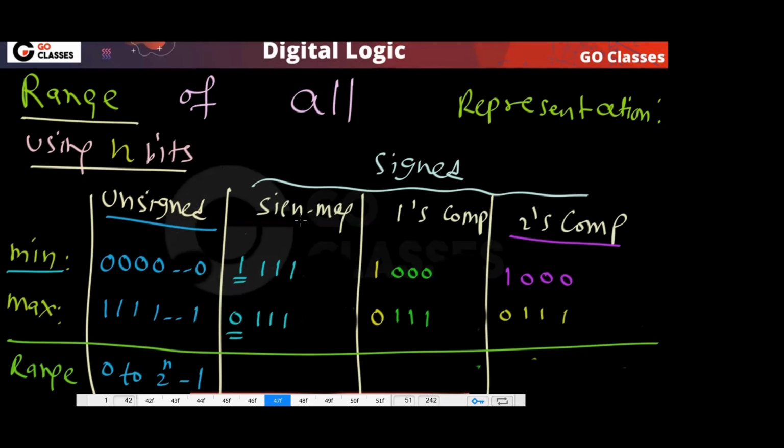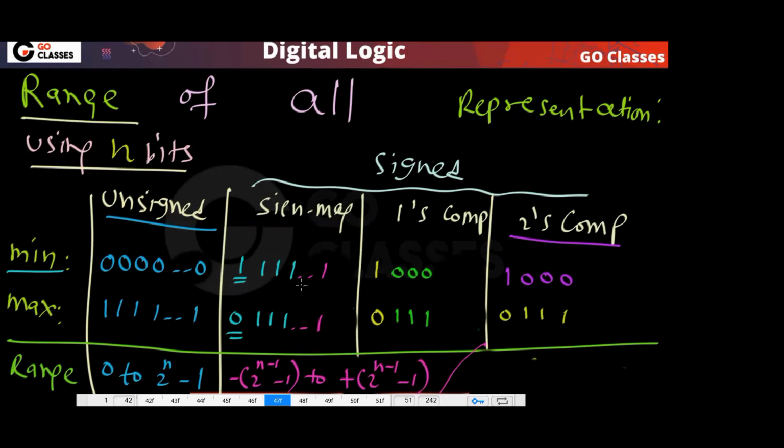And what is the minimum in sign magnitude? This will be 1 followed by all ones, and here 0 followed by all ones. So the range will be minus (2 power n minus 1 minus 1) to plus (2 power n minus 1 minus 1). You can notice this is the same for both of them: for 1's complement also, and for sign magnitude also, this is the range.